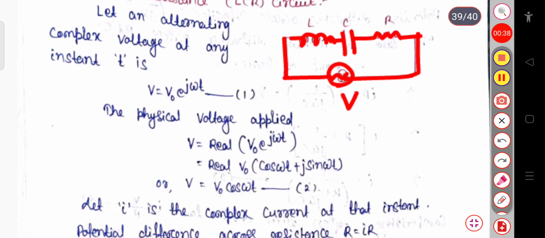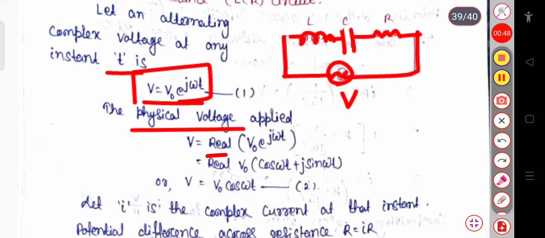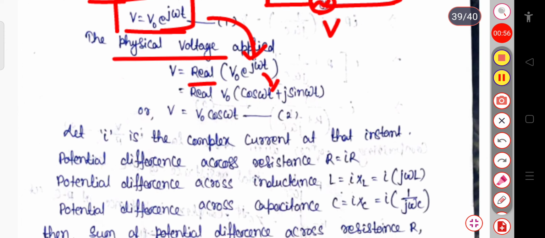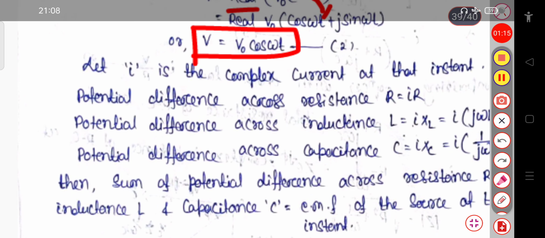So an alternating complex voltage at any instant t can be written as V equal to V naught exponential j omega t. So the physical voltage applied can be written as V equal to the real part of V naught exponential j omega t. In place of exponential j omega t, we can write the real part of V naught (cos omega t plus j sin omega t), and the real part of this total will be equal to V naught cos omega t. So that is V equal to V naught cos omega t. This is the physical voltage applied.